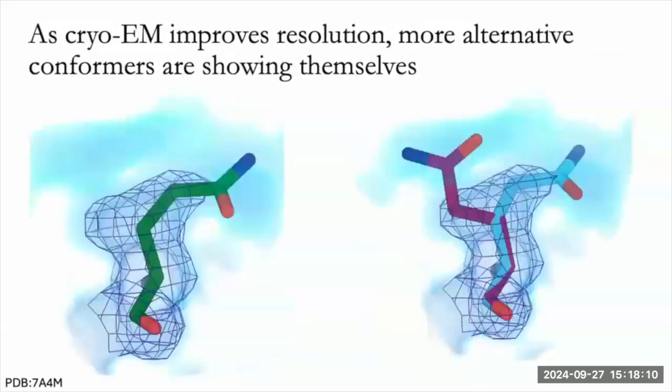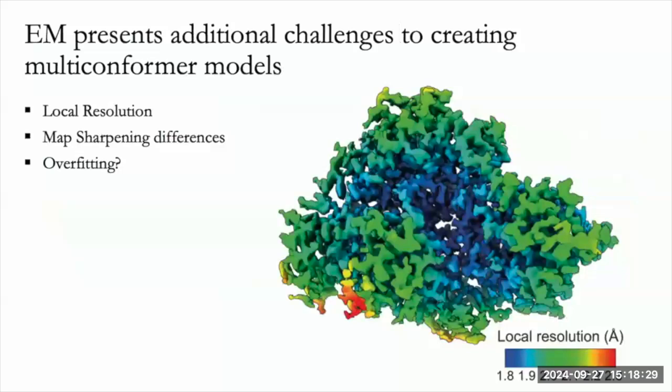And so we have extended this to EM, and really showing that as resolution improves, we're able to identify more alternative conformations. And so this is going into issues that we have with EM. It presents a lot of additional challenges to creating multi-conformer models. The first is that resolution can be so varied across the maps that the way that people are handling maps and doing sharpening is really all over the place, and it really impacts our ability to identify alternative conformations.